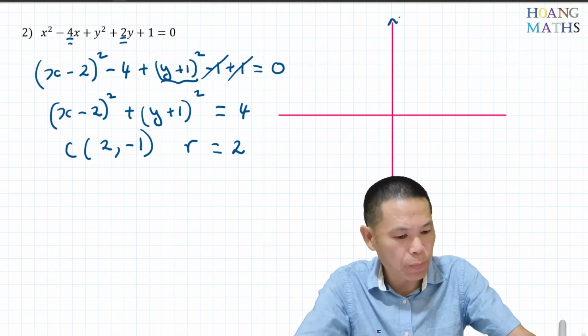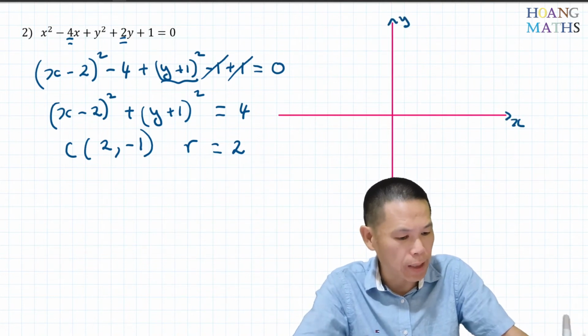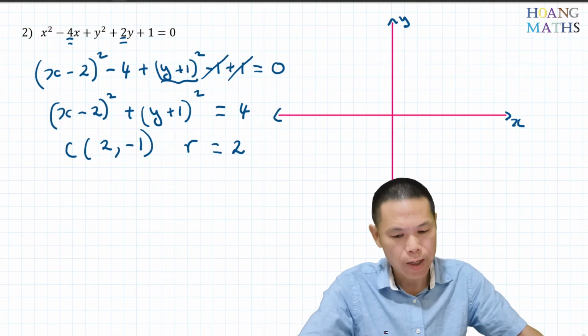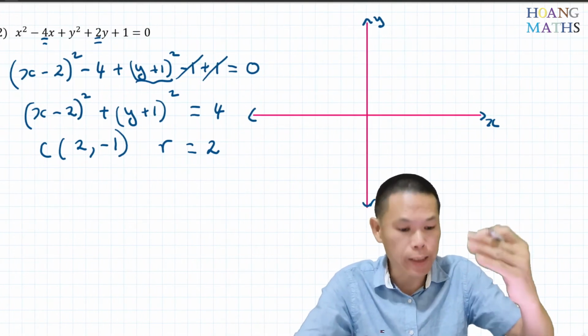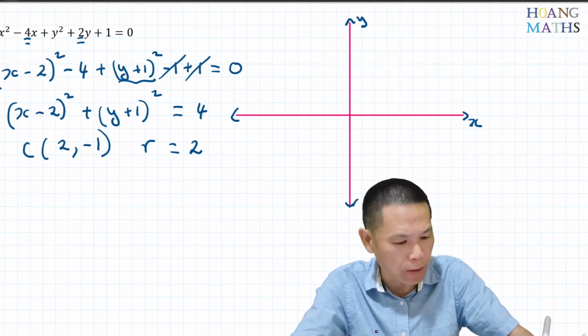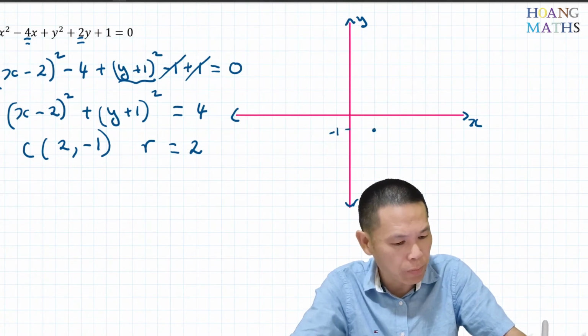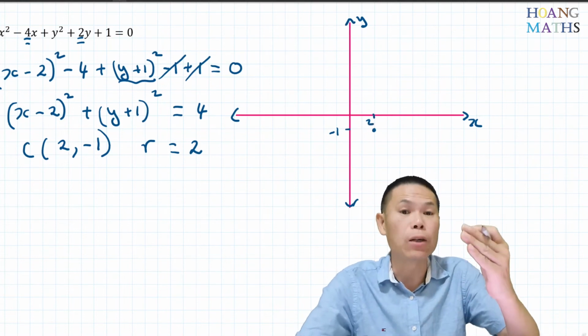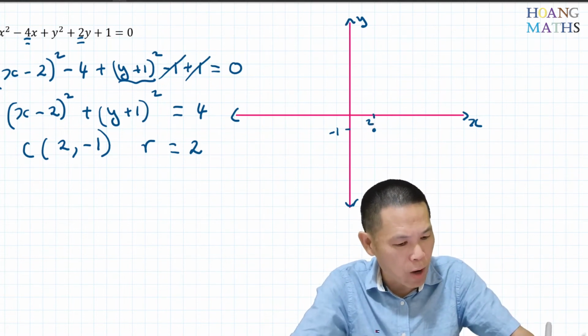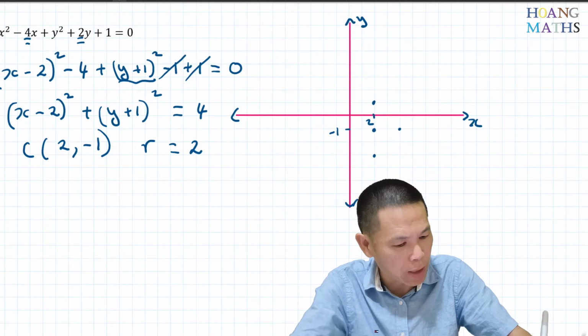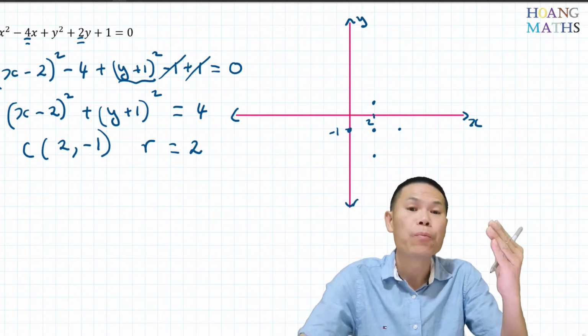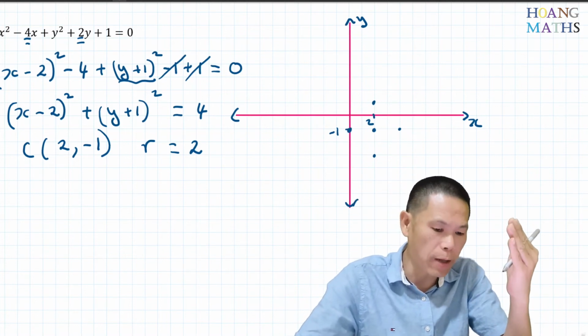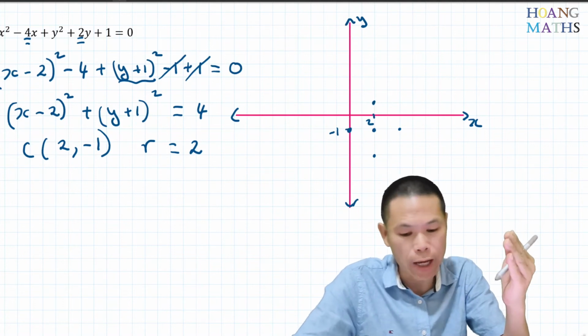So this is y-axis. This is x-axis. And the center of this circle is 2, -1. So go 2, -1 down here. So -1 here. And this is 2. And the radius is 2. So we go up 1, 2. And we go down 1, 2. And then we go across 1, 2 here. And this is here. So we have y-intercept is -1. And the x-intercept, we need to work it out.